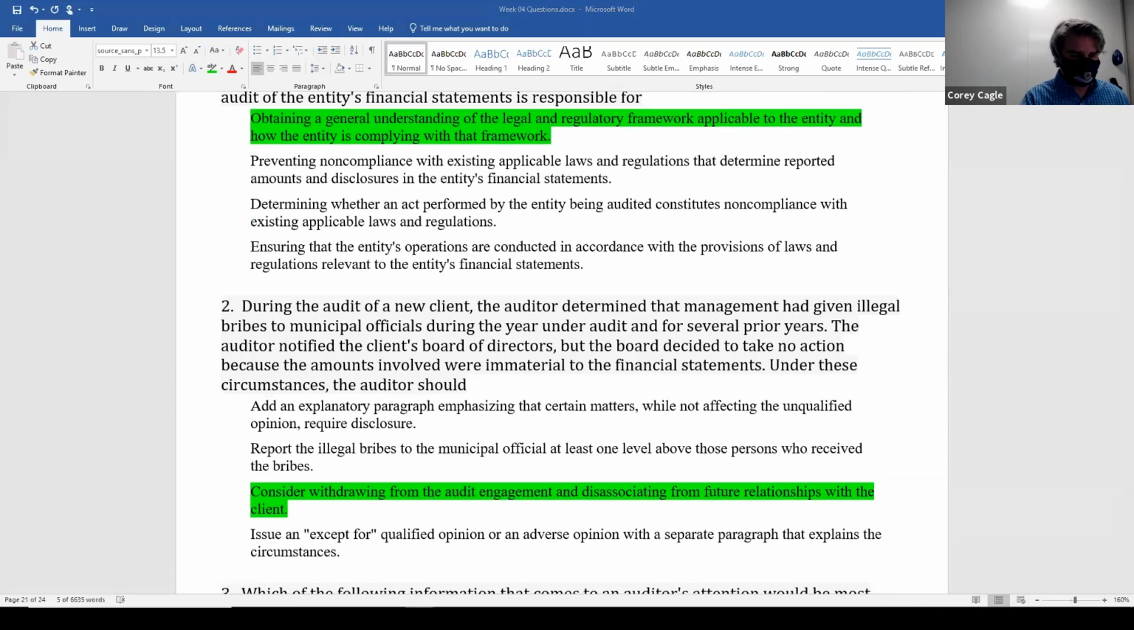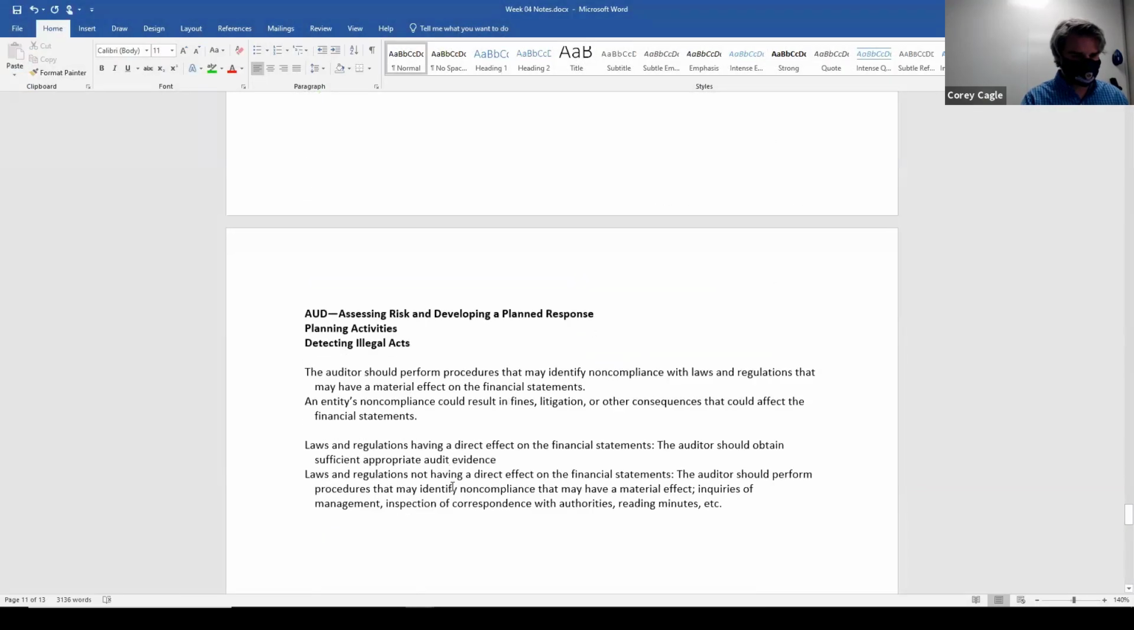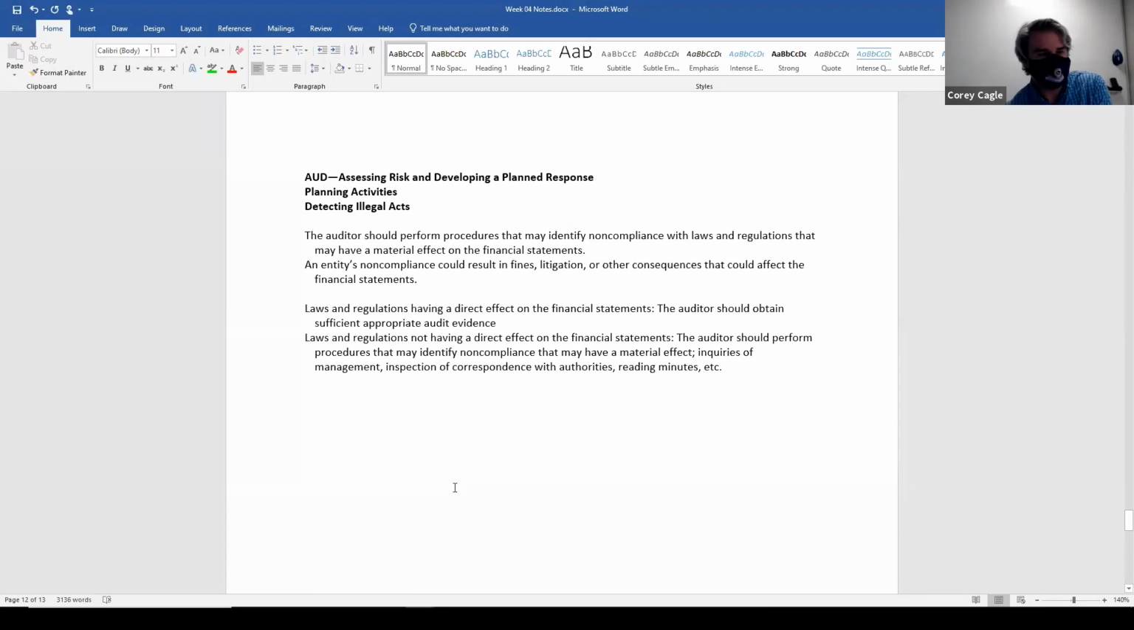Detecting illegal acts. Not a whole lot of new things to say here. Just like anything, we as auditors should perform procedures that may identify any non-compliance with laws if they have a material effect on financial statements. Again, that is what we're worried about. It doesn't sound right to say, but we're really not worried about anything else. We're not in the business of making sure that they're complying with laws that don't have a material effect on the financial statements.